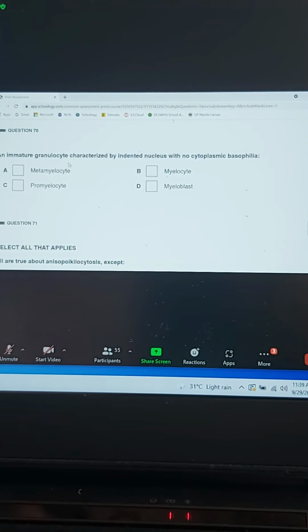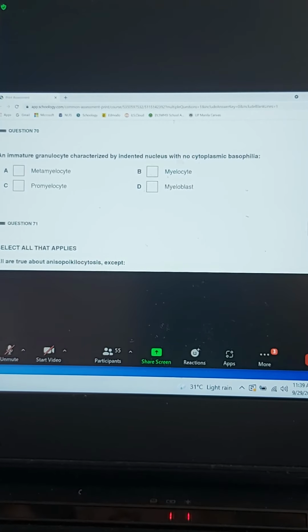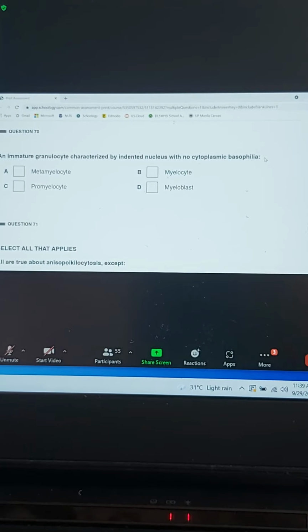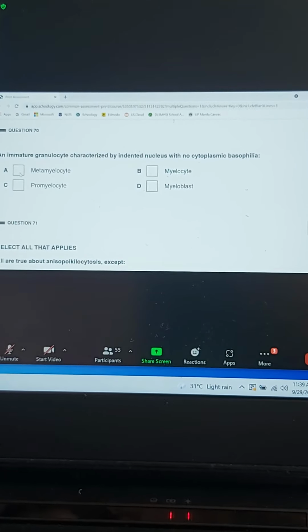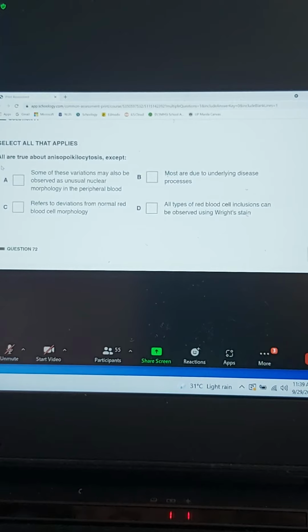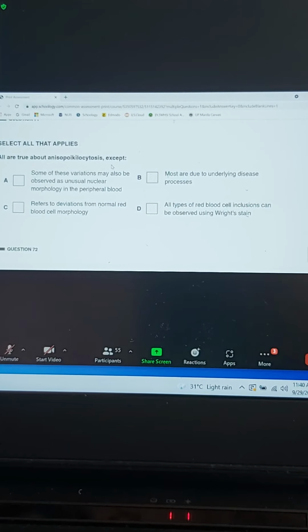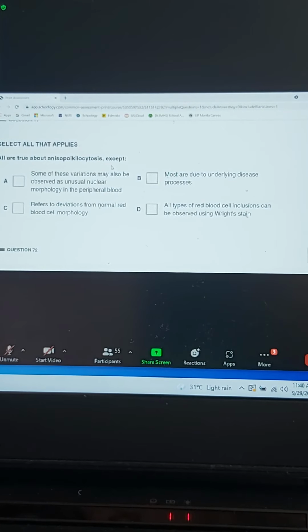An immature granulocyte characterized by indented nucleus with no cytoplasmic basophilia. Letter A, metamyelocyte. All are true about anisotropic pinocytosis except... Letter D.